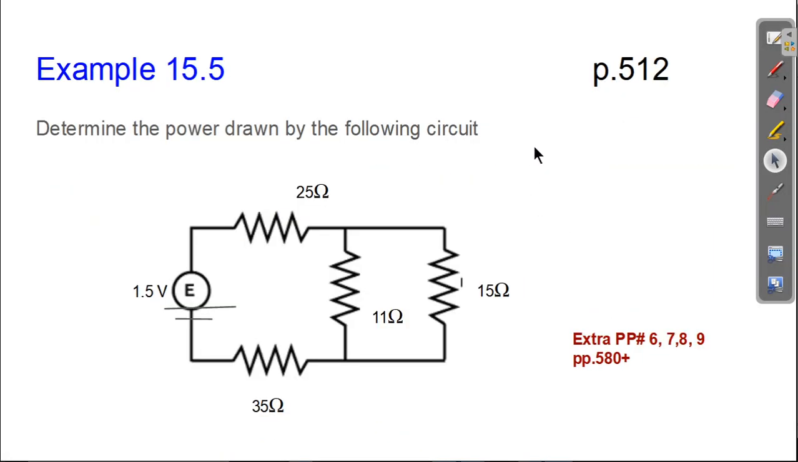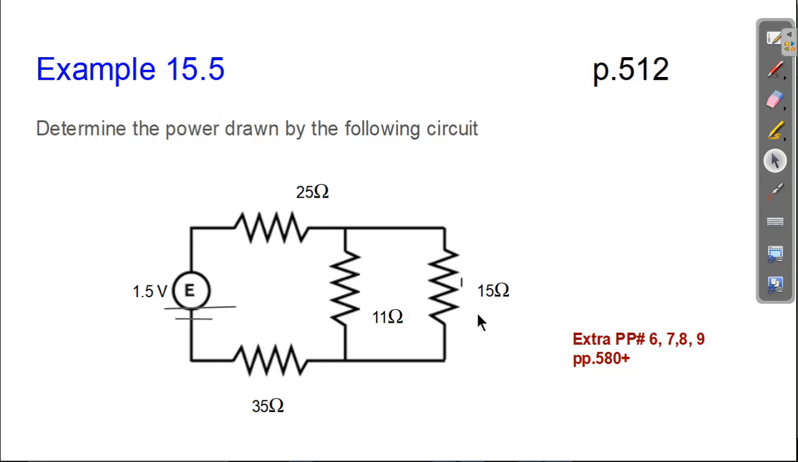Another example for you. Okay, here's another example. So they're getting a tiny bit more complex for you. This is on page 512, and it looks like this. It says, determine the power drawn by the following circuit. They give you the battery's voltage, or the power. It could be a socket, okay?